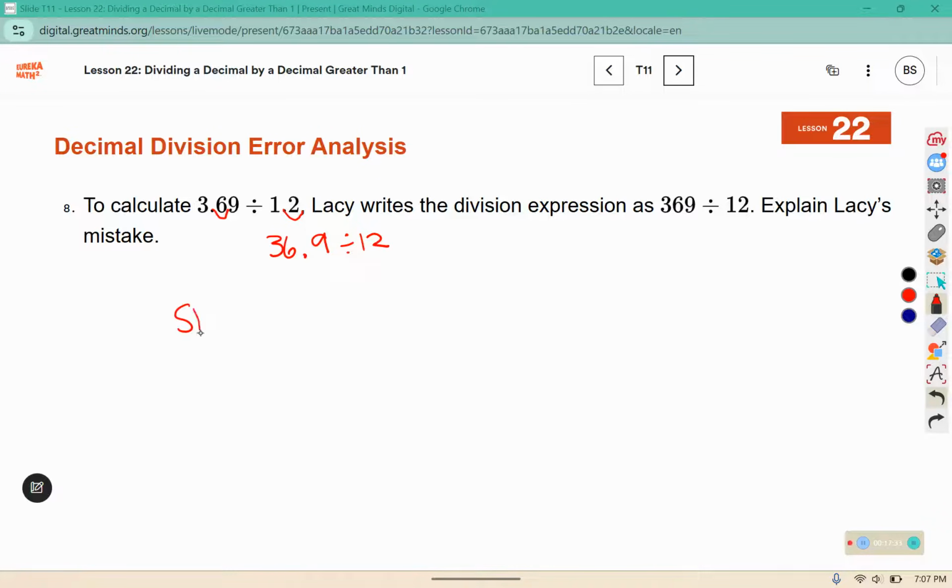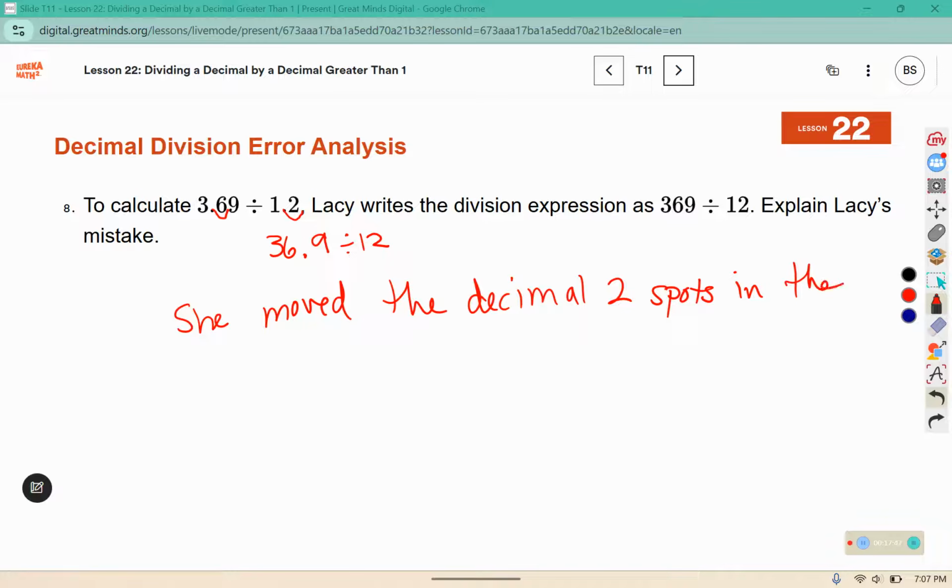So she moved the decimal 2 spots in the dividend, but only 1 place for the divisor.